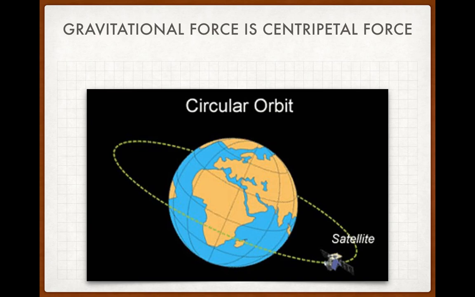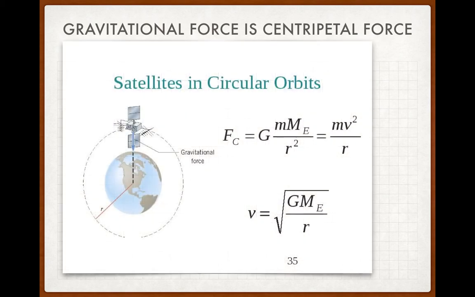Okay, and the idea here is that if the satellite is going in a circular fashion, it must be experiencing a centripetal force to cause it to change direction constantly. And in this case, the centripetal force is the gravitational force. Now watch what that does. If we set the gravitational force equal to the centripetal force, so GMm over r squared equals mv squared over r, one of the m's will cancel, that's the mass of the satellite itself. One of the r's will cancel, and then we get v squared is equal to GM over r, so v is equal to the square root of GM over r.